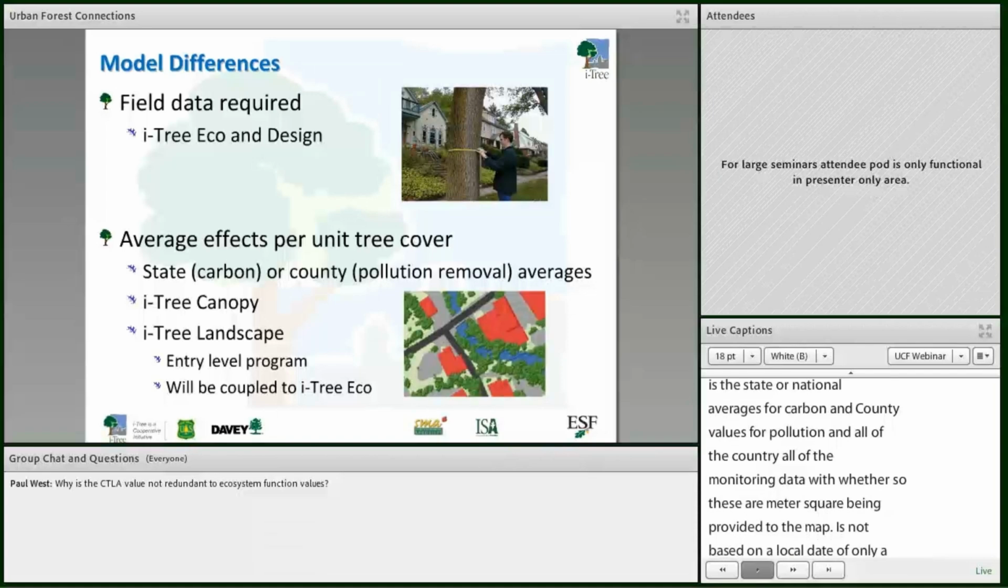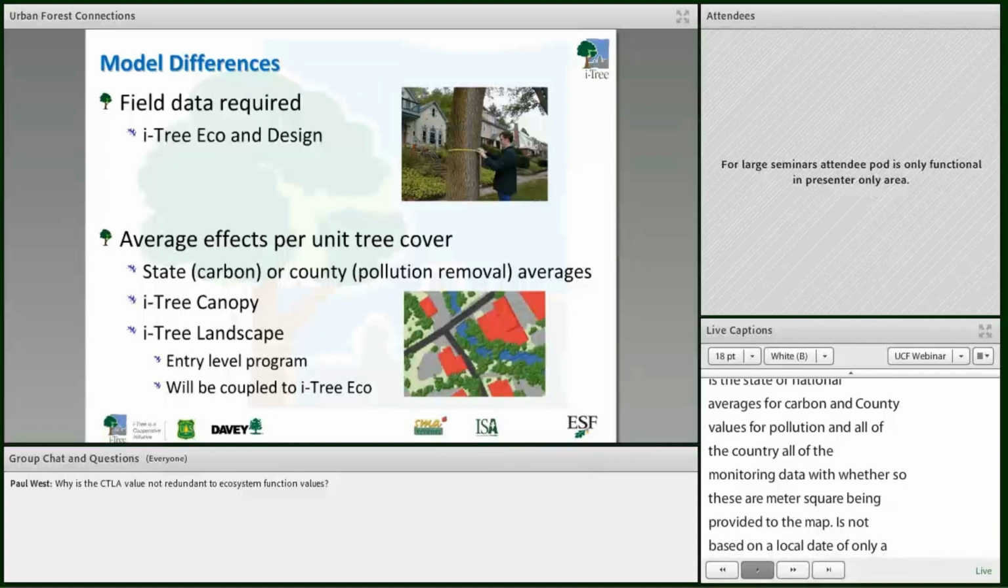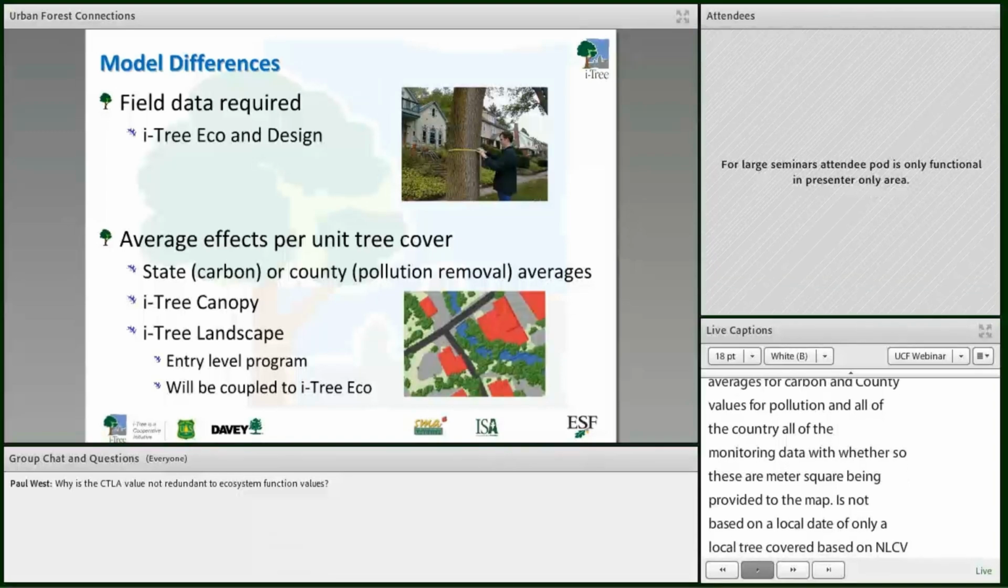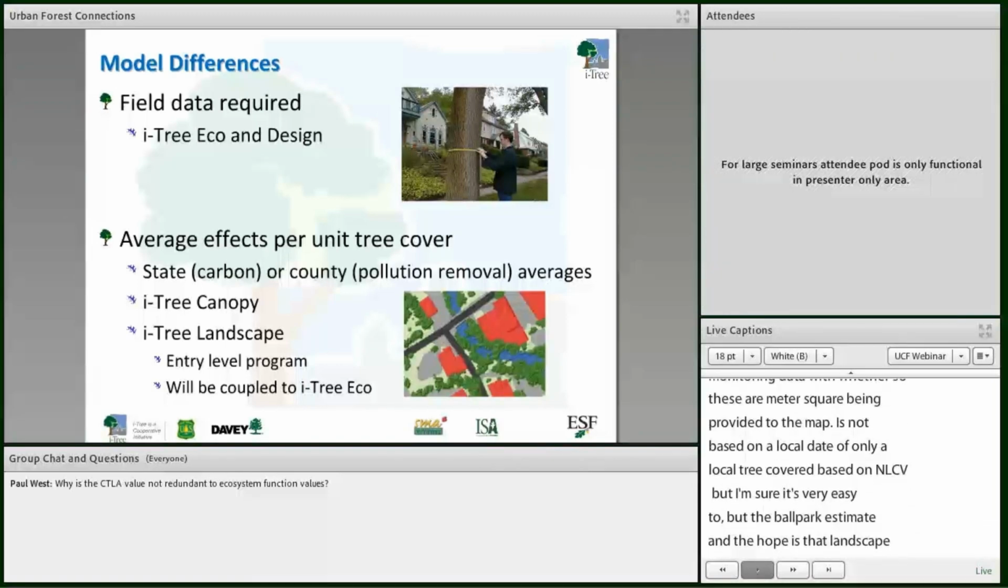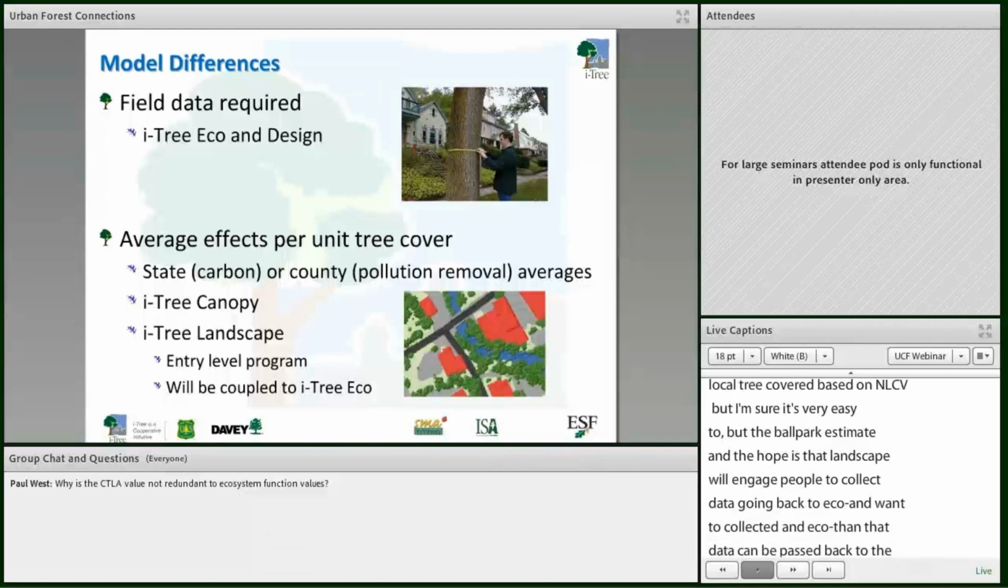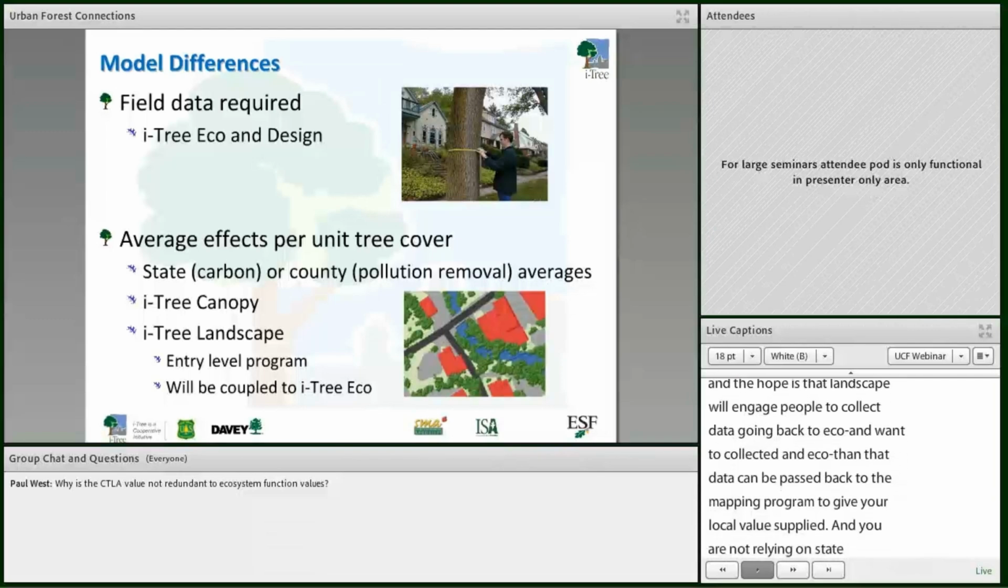But it gives you an idea. I'll show you coming up. It's very quick, very easy to give you a ballpark estimate. The hope is that Landscape will engage people to collect data going back to ECO. And once you collect data in ECO, that data from ECO can be passed back to the mapping program to give you your local values, which will then be applied. And you're not relying on state averages or county averages. Your local data will load in. But I'll show you that coming up, and that's the new thing coming out next year. But it's really simple, and it will engage, hopefully, a lot of people in terms of landscape scale issues.